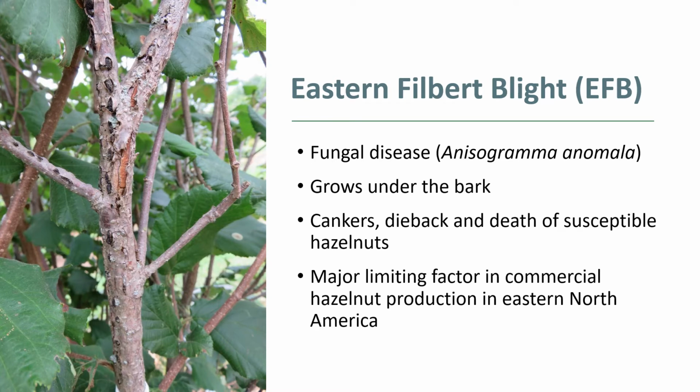The first pest we're going to discuss in this workshop series is Eastern Filbert Blight. This is the most serious disease and actually pest problem of hazelnuts in North America, and it is one of the main limiting factors to the commercial production of hazelnuts in Ontario. Eastern Filbert Blight, or EFB for short, is caused by the fungus Anisogramma anomala, and it causes cankers, dieback, and death of susceptible hazelnut cultivars.